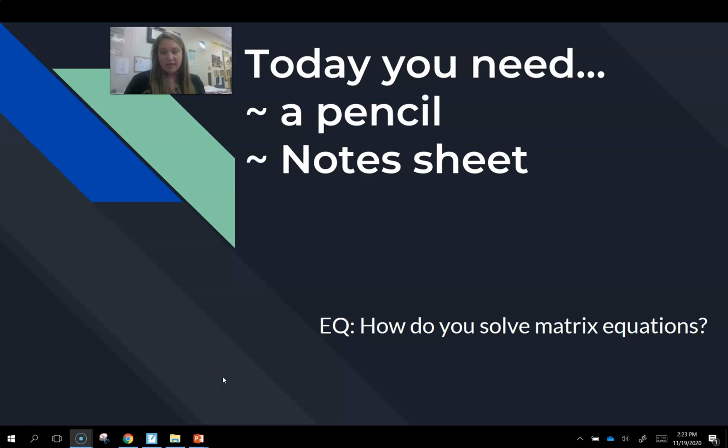All right, guys, here is our second lesson today. We're still going to use our matrices. We're going to get into scalar multiplication and doing more adding and subtracting.